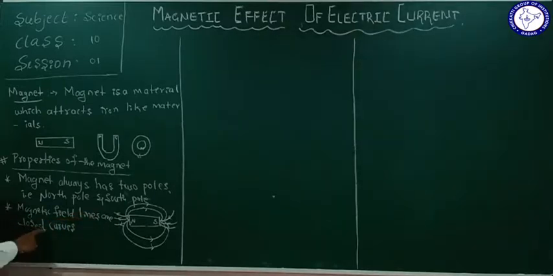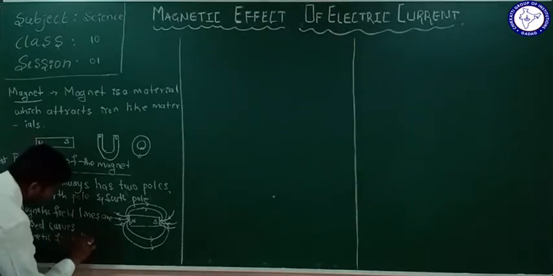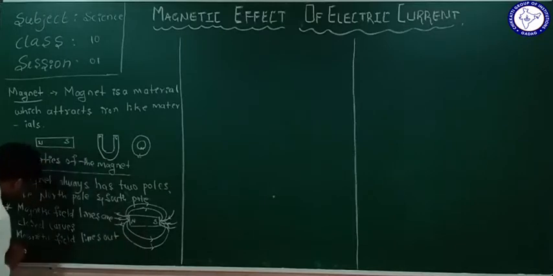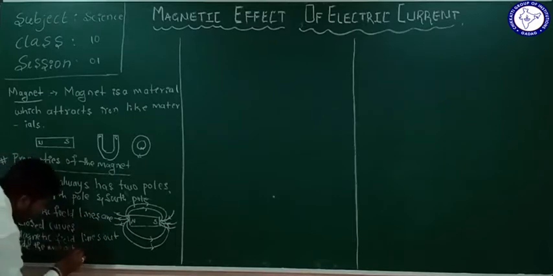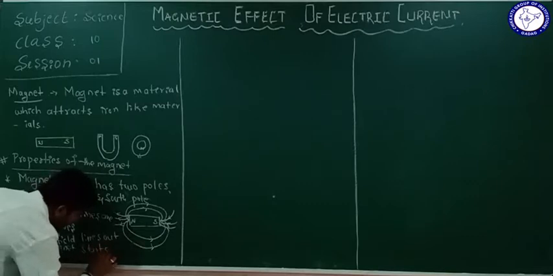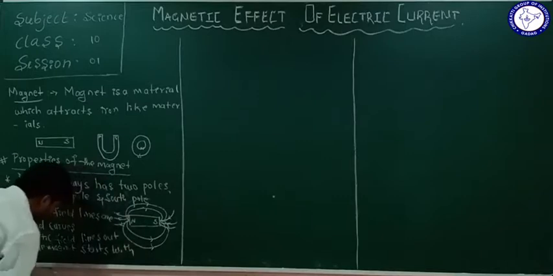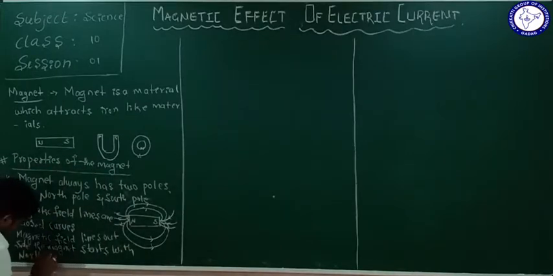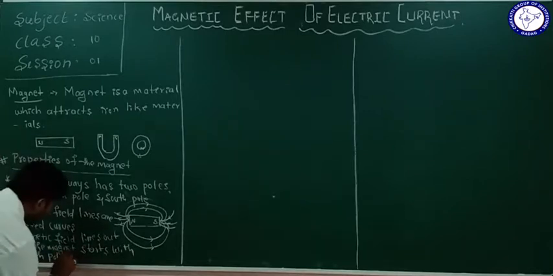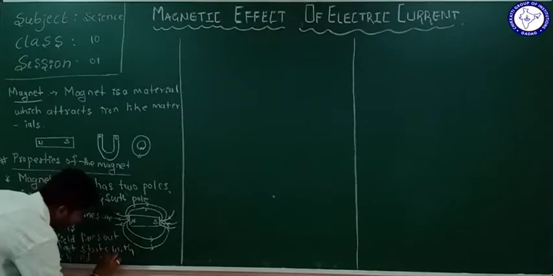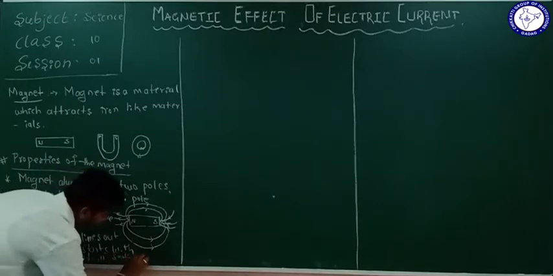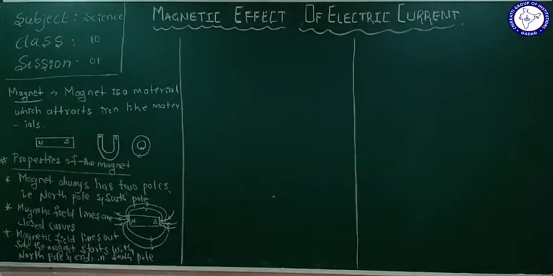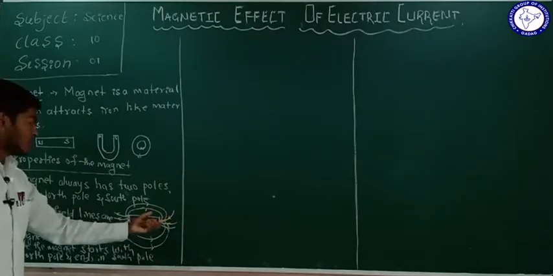Magnetic field lines are closed curves, and magnetic field lines outside the magnet start at the north pole and end at the south pole. These magnetic field lines all start at the north pole and end at the south pole.